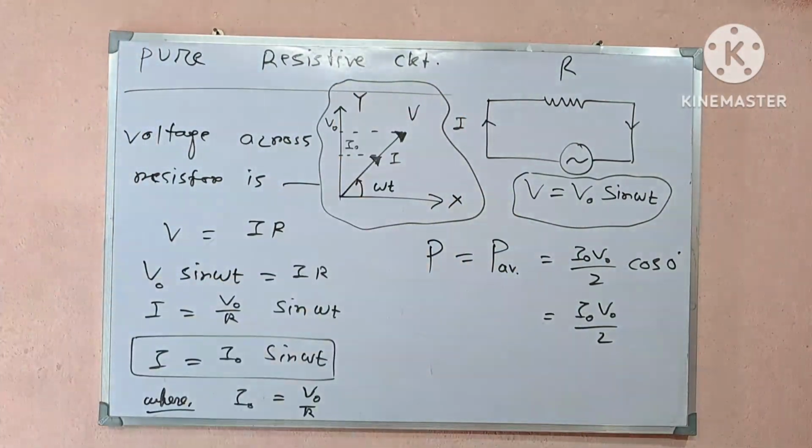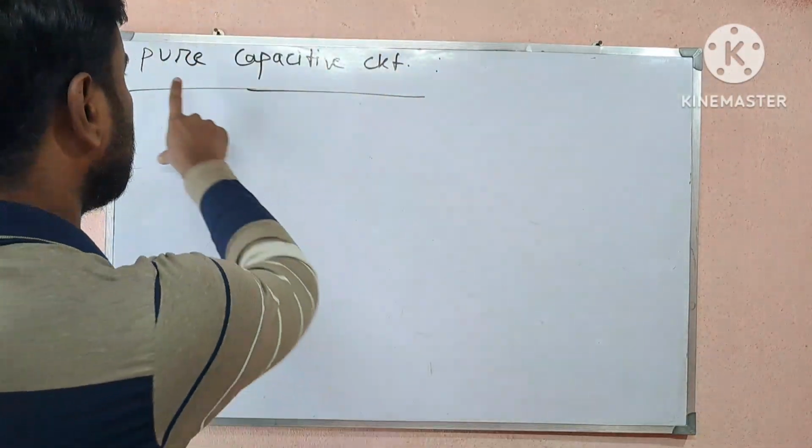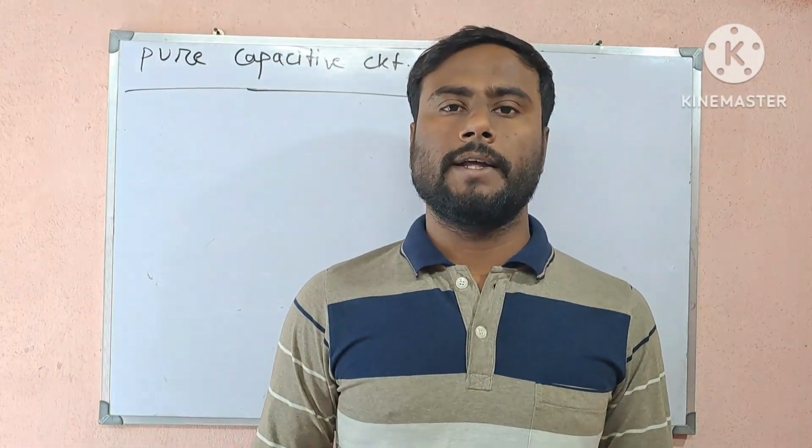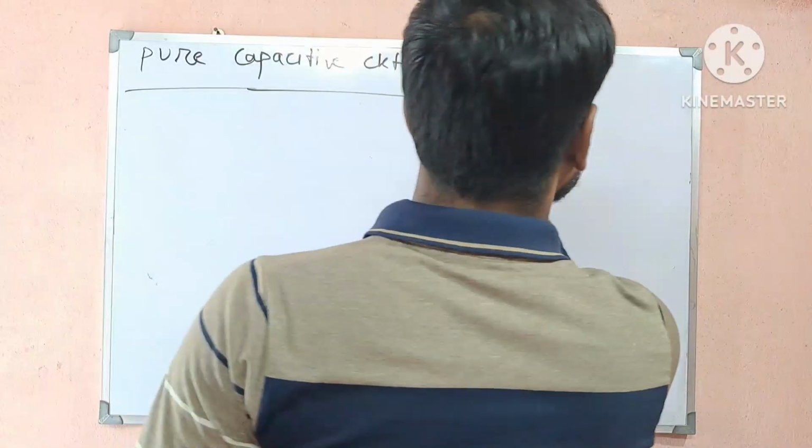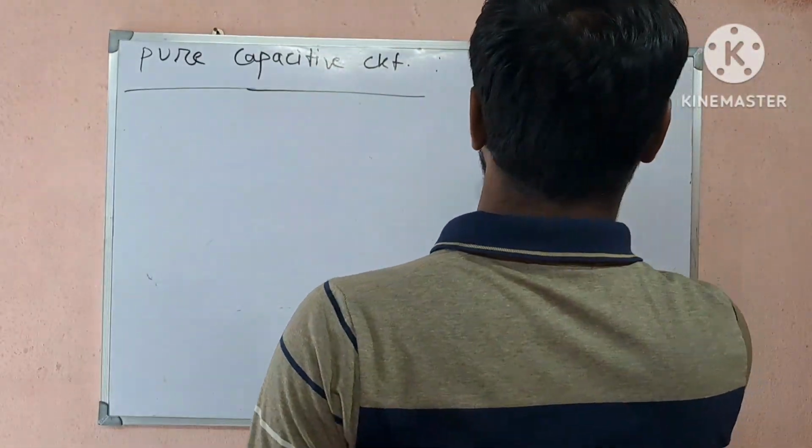Okay. Now we will talk about the pure capacitive circuit. What is a pure capacitive circuit? It is the circuit which contains only a capacitor. So that will be the circuit.